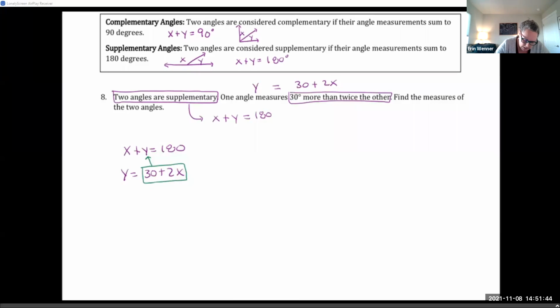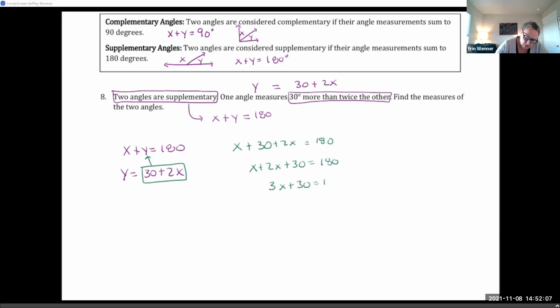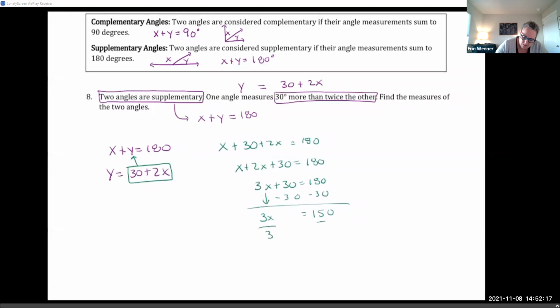So if we plug that in, we're going to get x plus 30 plus 2x equals 180. Again, I'm substituting the 30 plus 2x in for y in that first equation. If I gather my like terms together, I have x plus 2x, which is 3x. Subtract 30 from both sides. Bring our 3x down. 180 minus 30 is 150. We'll divide by 3. And we get x equals 50 degrees.